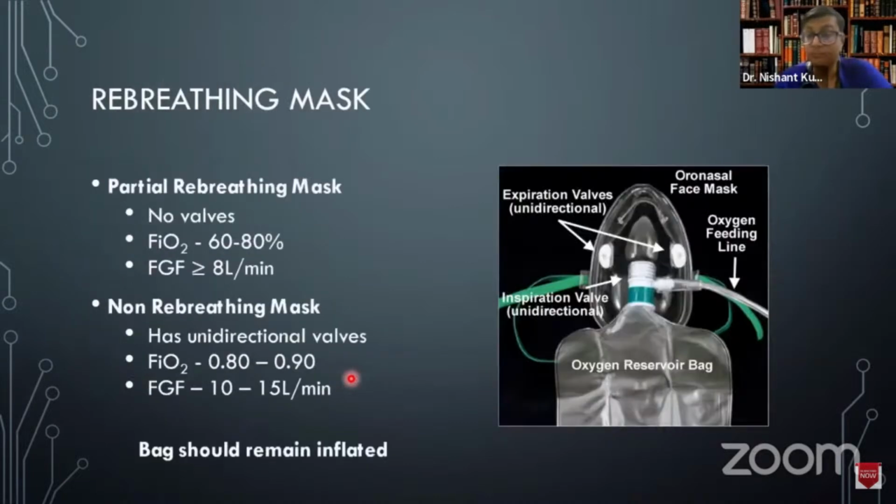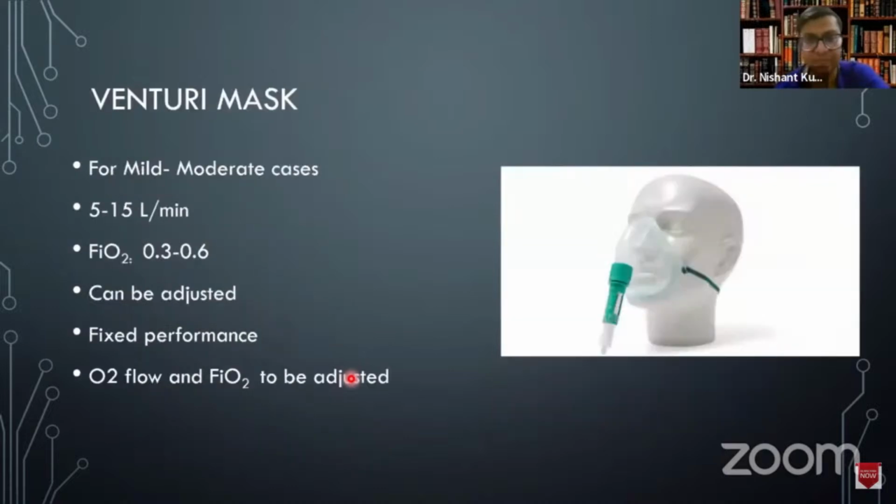Till this point, all these calculations that we have seen have been experimentally calculated, and again, it will depend on the patient effort. So we don't actually know how much oxygen the patient is receiving, the percentage of oxygen. You cannot precisely titrate it. Now this is circumvented by a Venturi mask. It works on the Bernoulli principle. It is for mild to moderate cases.